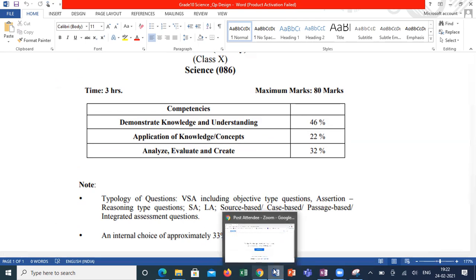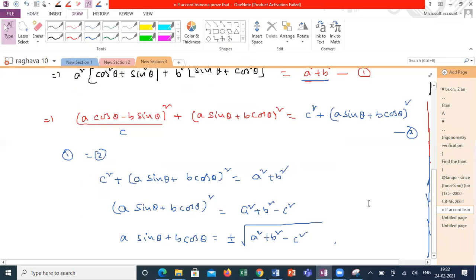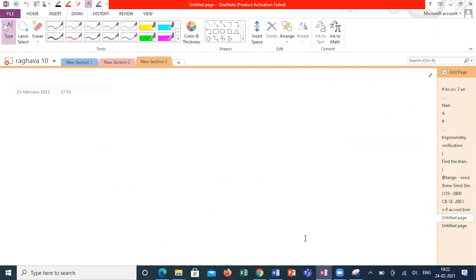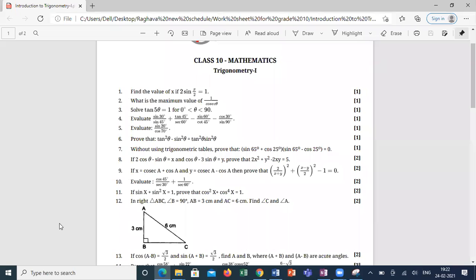Once we are perfect with the concepts, we have to try for a little bit higher level. That is why I'm giving this kind of numericals. So can we do something more from the worksheet? Can you try the 11th question from the worksheet? Everyone, try.